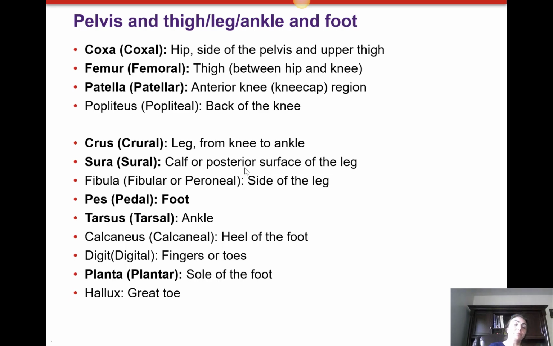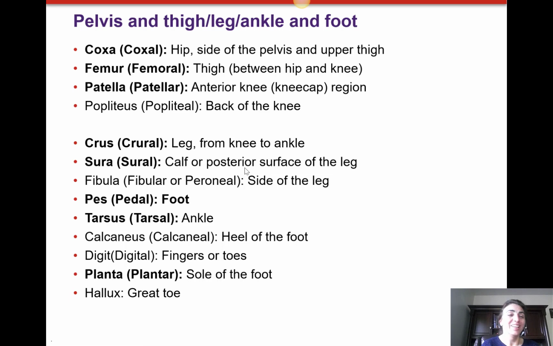And regarding the lower limb, you have the pelvis and thigh, leg, ankle, and foot. The first term that we have for the hip area is coxal. That's the name, and the adjective for that is coxal. For example, when we go to the bones, you will see that we have a bone we call coxal, right? So you have the whole bone of the hip. The side of the pelvis and upper thigh, the area where the pelvis starts, you can touch it from the side and it goes down.